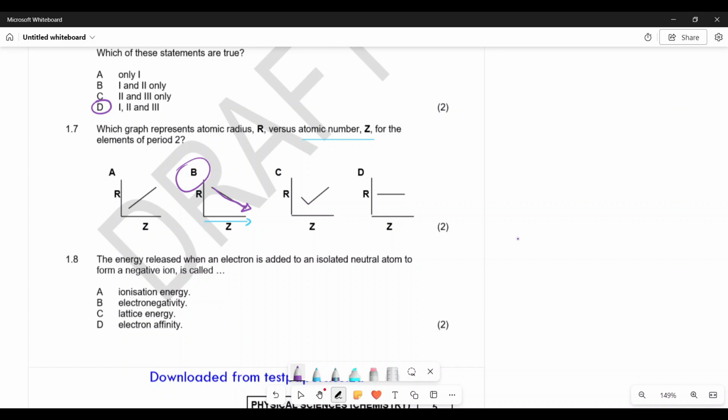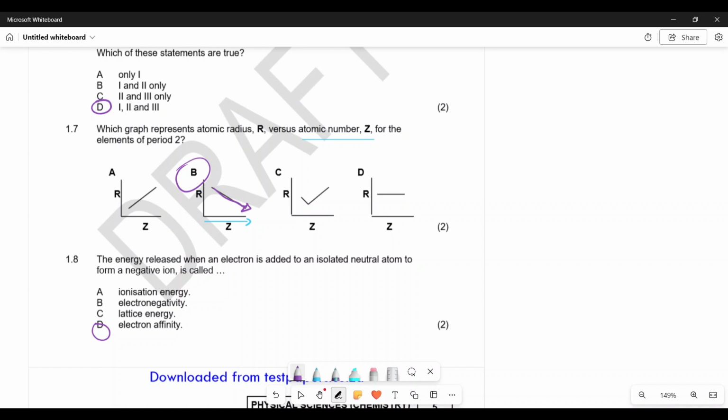Now 1.8: the energy released when an electron is added to an isolated neutral atom to form a negative ion is called. It won't be ionization energy, electronegativity, or lattice energy, but electron affinity. So the correct answer would be D. This is the energy released when an electron is added to a neutral atom. Every time an electron is added to a neutral atom, the energy that is released is electron affinity.